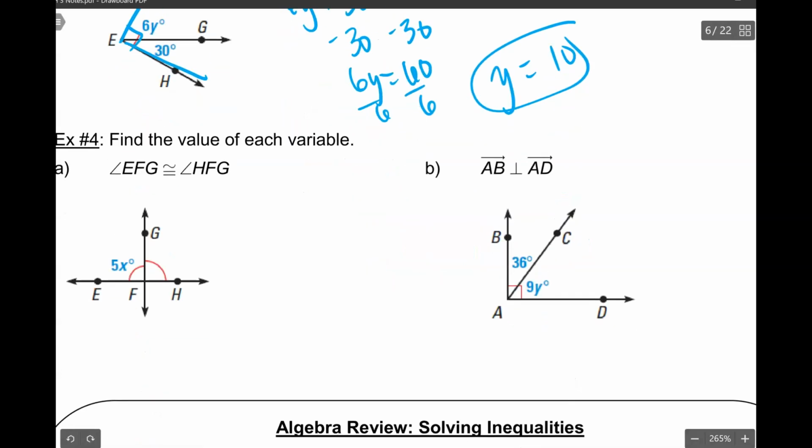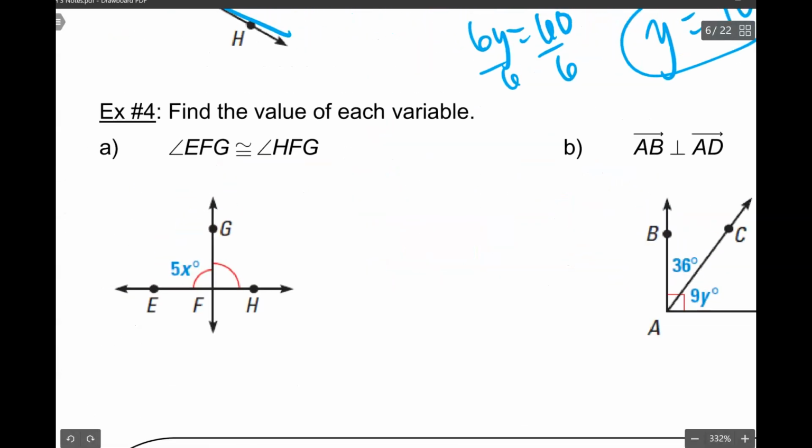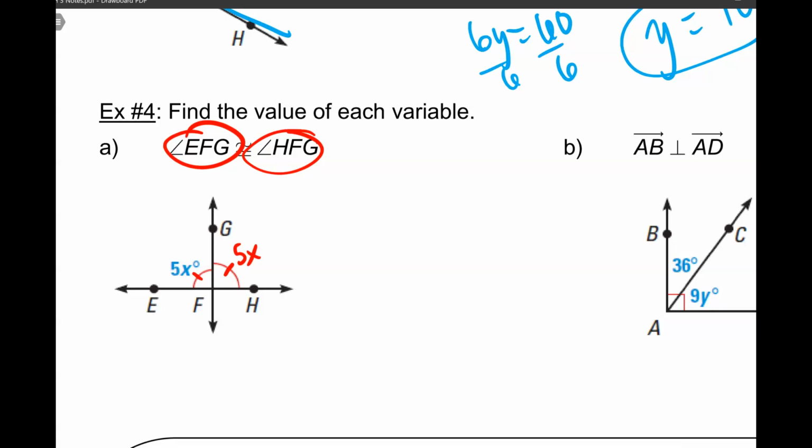Perfect. Find the value of each variable. Okay, so here we have EFG, so EFG is this guy, is congruent to HFG. HFG is this angle. So if they're congruent, that means this must be 5x as well. The only way for two intersecting lines to form adjacent congruent angles is if they are perpendicular. So that means these must be perpendicular. They must meet at a 90-degree angle.